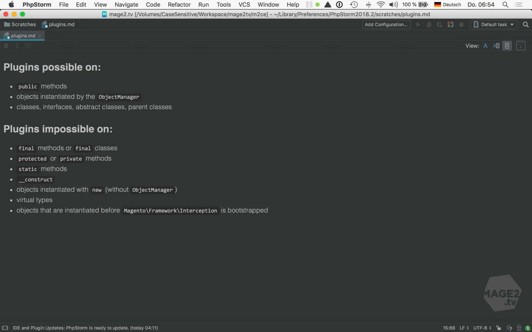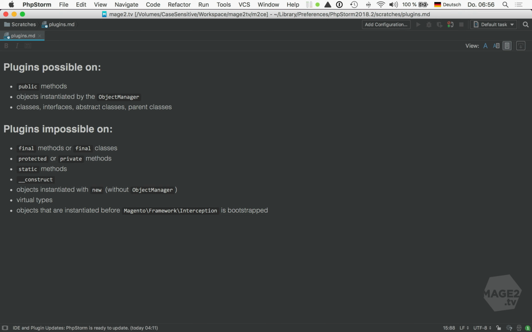They can be defined for any public, non-final method of any class, as long as the class is instantiated by the object manager. It is not possible to declare plugins for protected methods. This is a conscious design choice by the Magento architects, not an accidental limitation. Oh, and of course, private methods are also off limits. Plugins also don't work on virtual types or very early during the bootstrapping of the application, but that rarely, if ever, is a problem.